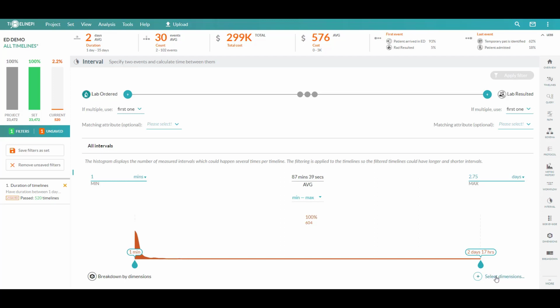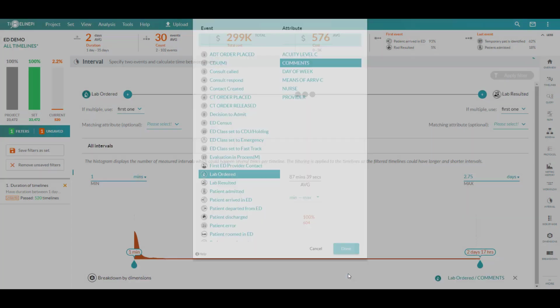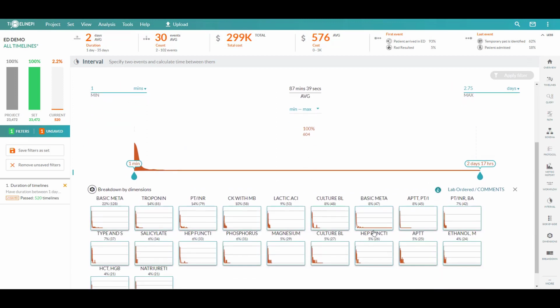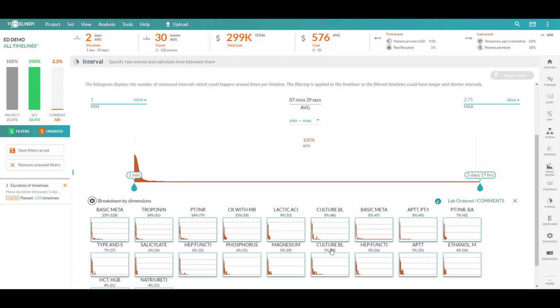We can get even a bit more interesting here and choose to break this histogram down by any one of our different dimensions, in case we're curious if there may be a certain lab that's taking longer than others that we can start to focus in on. Now, by breaking this down, we have all of our different lab tests listed here, and now it's just a visual exercise to see which one of these looks a bit skewed or different from the others.